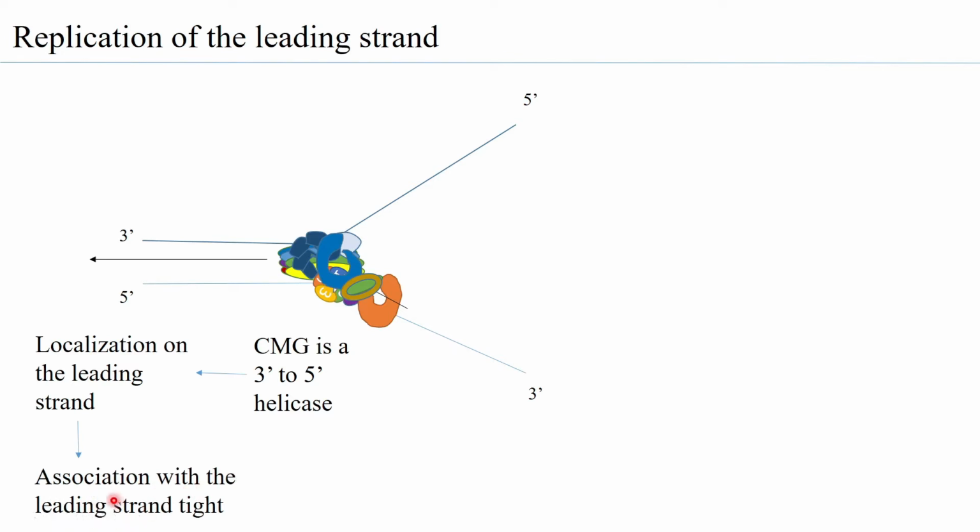And this association with the leading strand has been observed to be quite tight. This has been observed through microscopic studies and also through single molecule studies. The DNA polymerase alpha switches, of course, to the lagging strand. So you can see that it has been removed. And due to the PCNA, now you have the DNA polymerase switch to DNA polymerase epsilon.